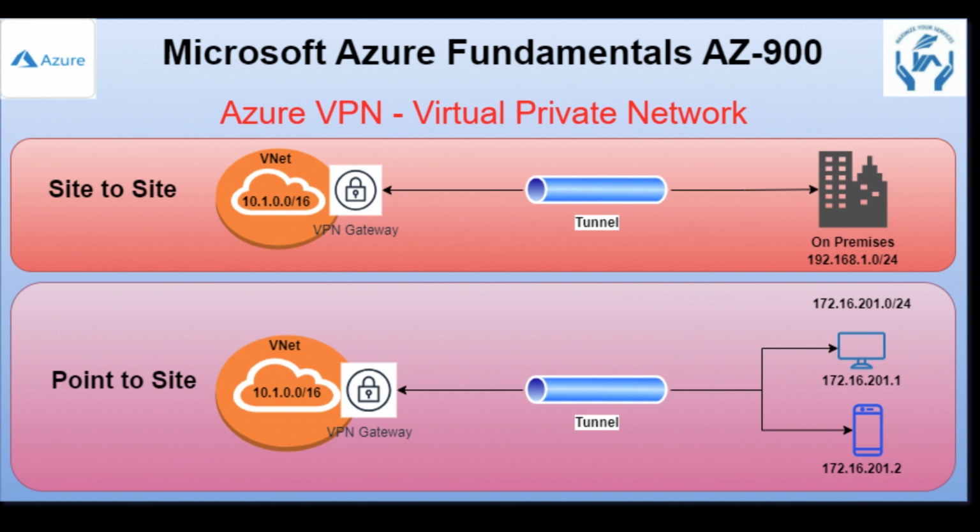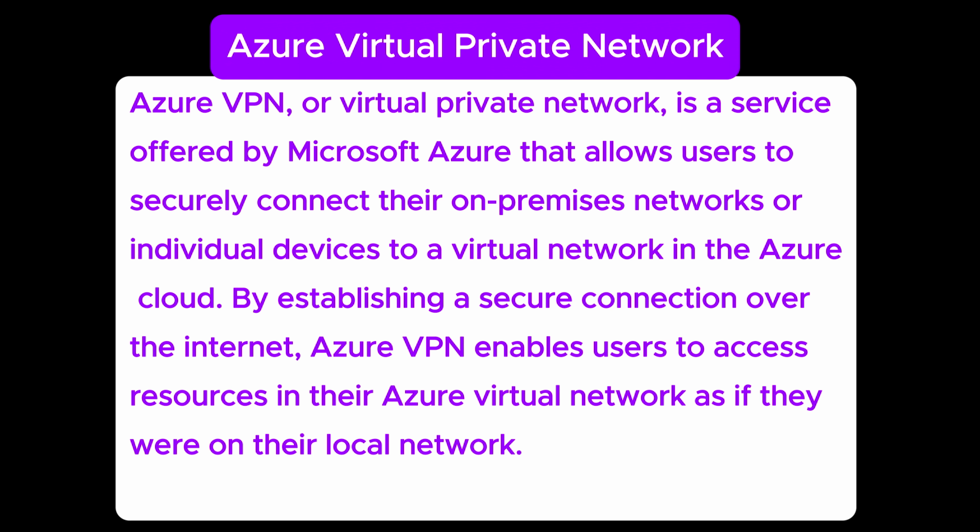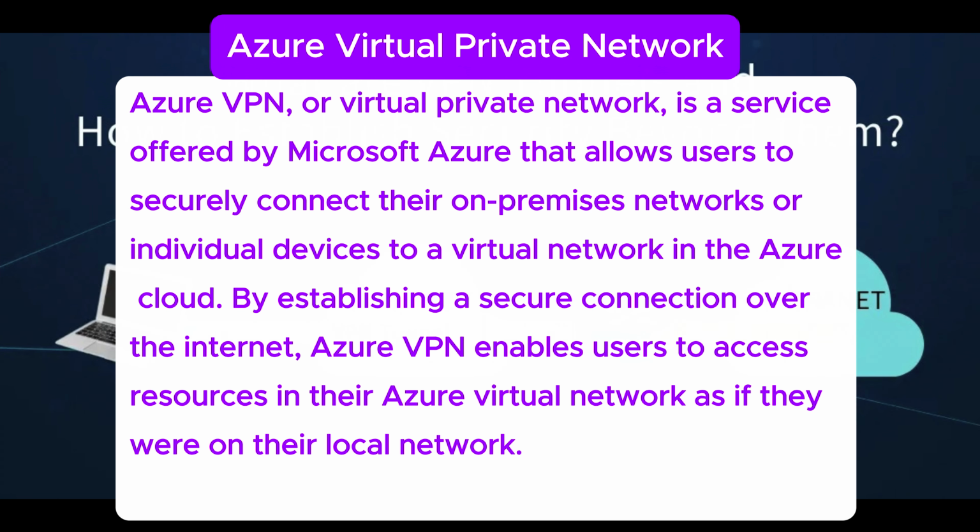Dear viewers, before moving forward, let's recap what we covered in our previous session. Azure VPN, in other words, virtual private network, is a service offered by Microsoft Azure that allows users to securely connect their on-premises network or individual devices to a virtual network in the Azure cloud. By establishing a secure connection over the internet, Azure VPN enables users to access resources in their Azure virtual network as if they were on their local network.